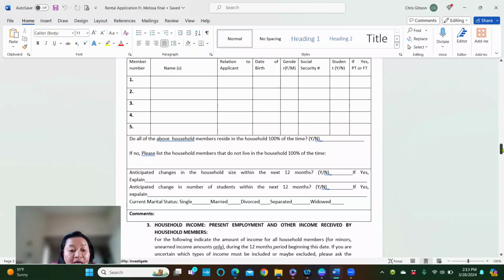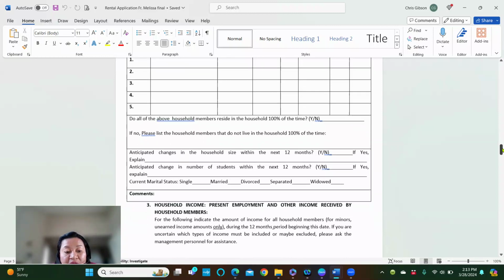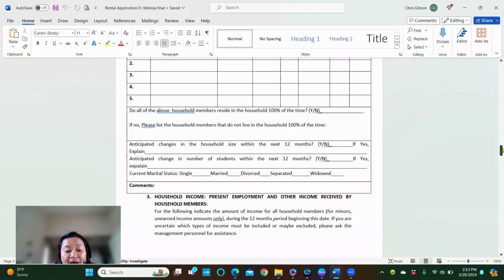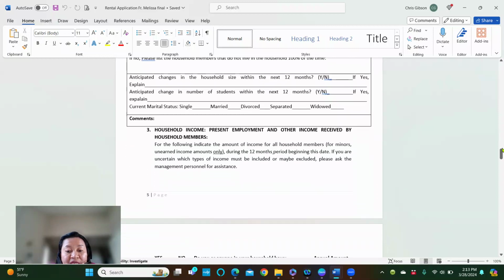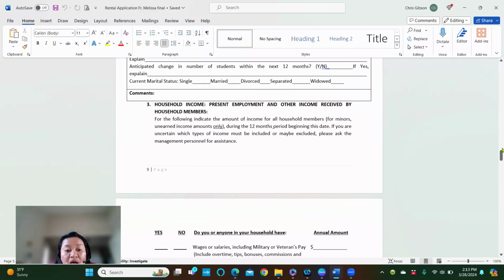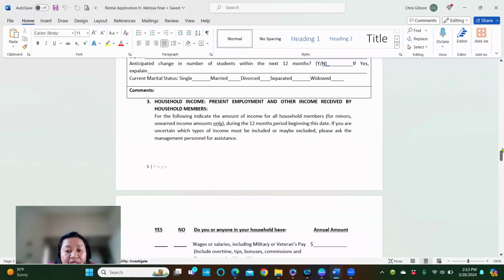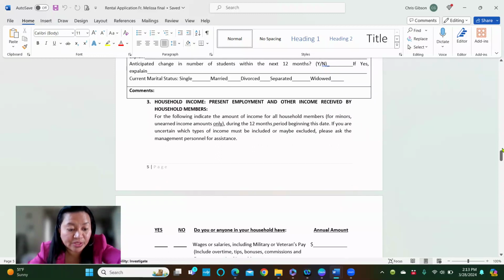Here's one: do all the above household members reside in this household 100%? Yes or no? Fill that up. This one must be filled up. So whole household income, percent, employment and other income received by household members. So like that.